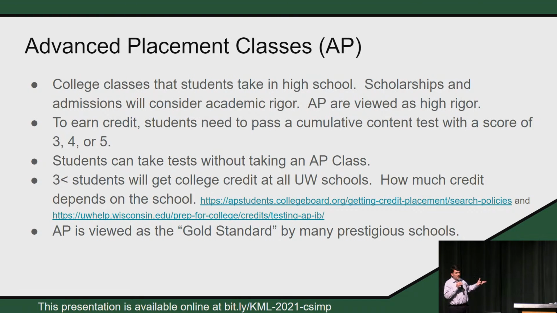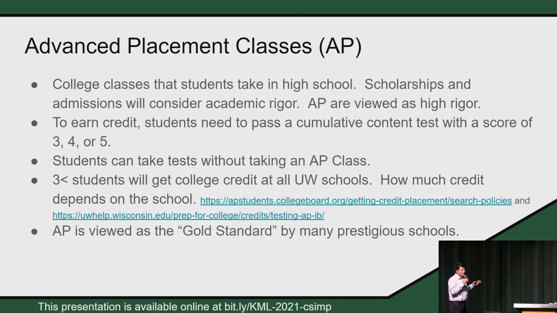Because it's a standardized test, students all over the country will be taking them at certain times. And so the students sign up, order an exam, and then in the spring of the year, usually in May, they take these AP exams. If they score a 3, a 4, or a 5, they are then allowed to have college credit at any of the UW system schools.